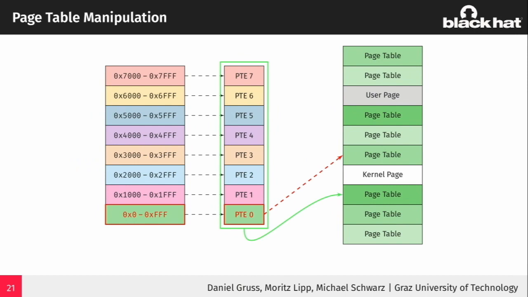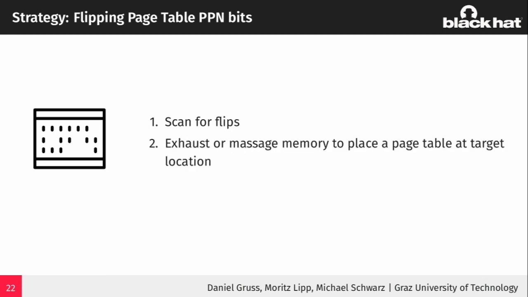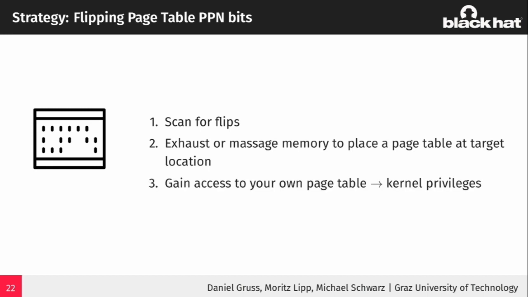And what can we do with that, Michael? Now we control everything, right? Now we have write access to a page table. So this is really nice. We can map anything, read anything, write to everything. So we just simply scan for bit flips, exhaust the memory to have a lot of page tables in the memory, and then flip one bit. One page table will point to a different page table.